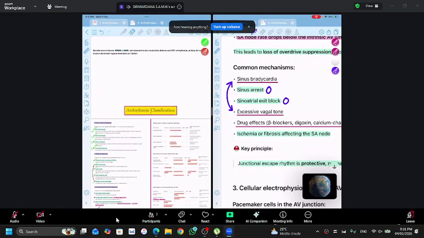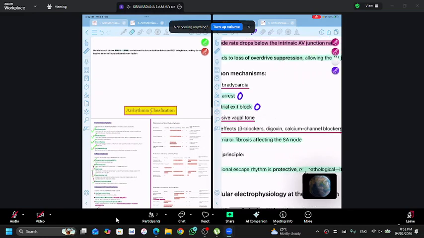So sinoatrial exit block is something like ischemia or fibrosis affecting the SA node. Ischemia can happen due to the SA nodal branch. Right coronary artery is the SA nodal branch. So something can happen there, and if that happens, the SA node will be blocked. That's an important point to know.